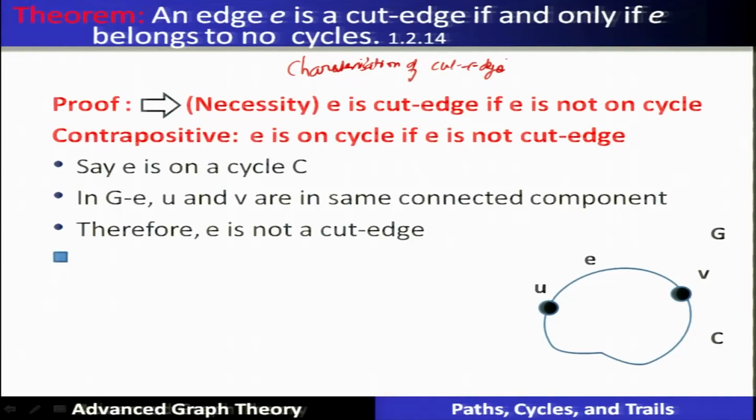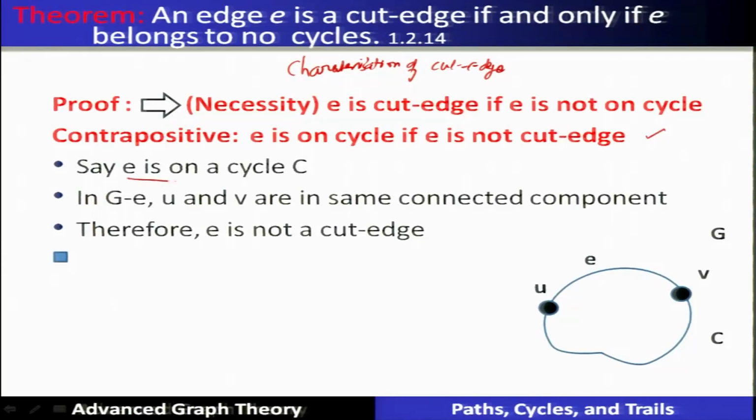So this is an important theorem, and we have to see the proof of it. We have to prove it in both directions, starting with the necessity condition. First, we have to see that E is a cut edge if E is not on a cycle. So we form the contrapositive statement, which says that E is on a cycle if E is not a cut edge. If we can prove this, then this particular necessity condition is proved.